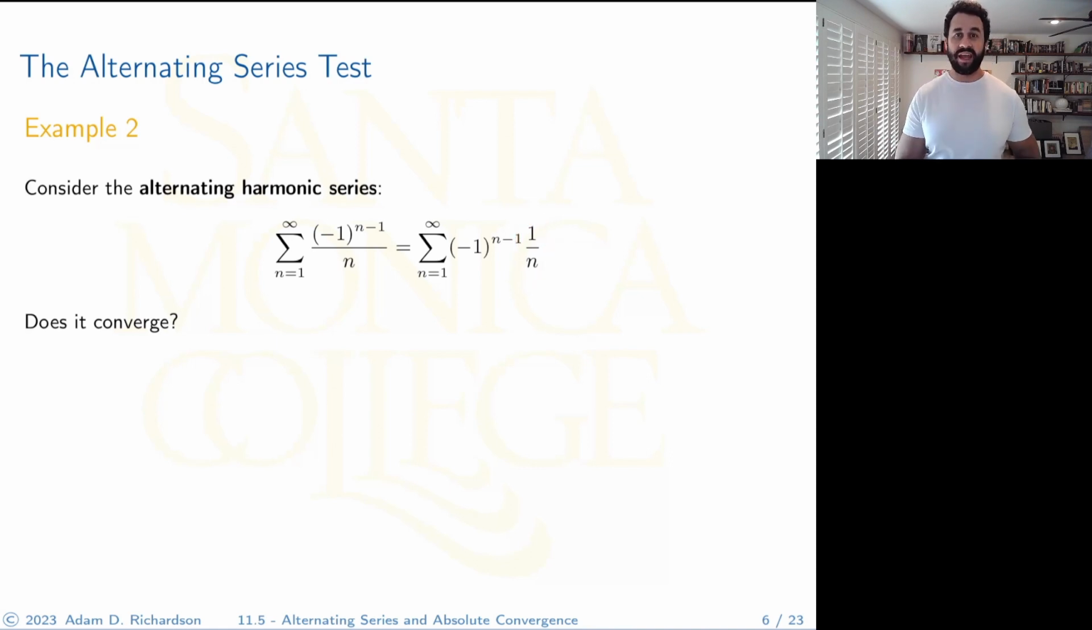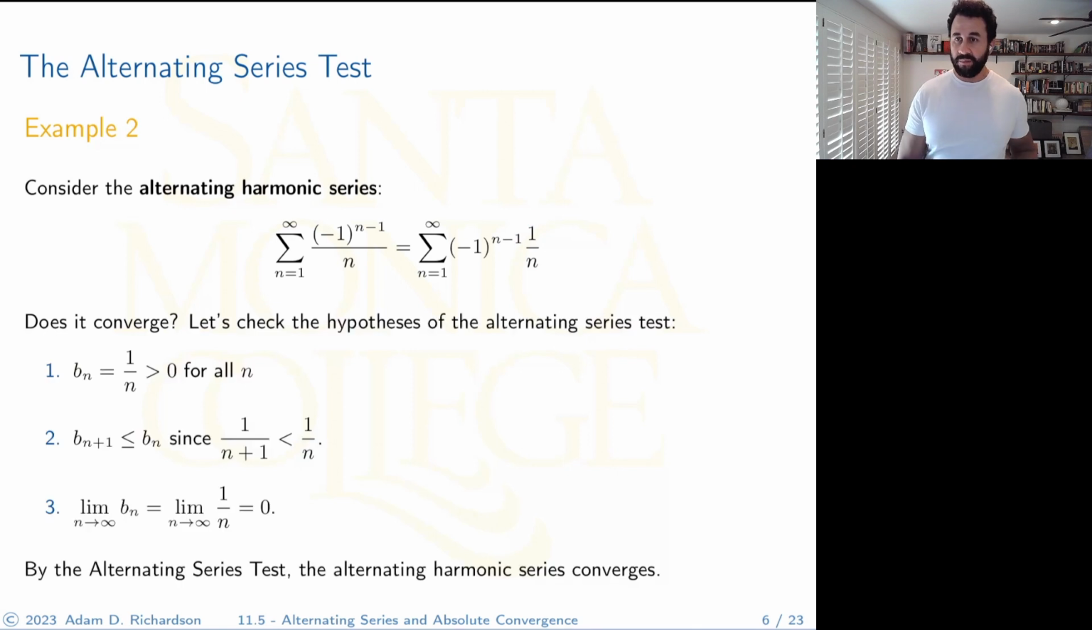So what we need to do is analyze b sub n. We need to see if it's positive, decreasing, and converges to 0. But that's not too hard to verify, right? So since 1 over n is always positive, we've got that right off the bat.